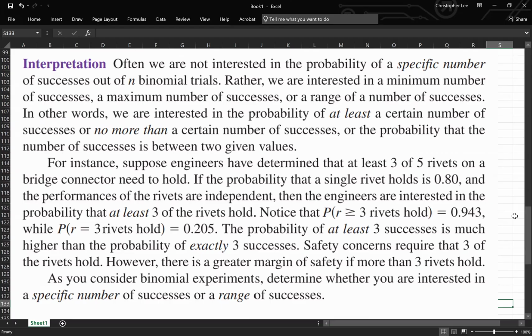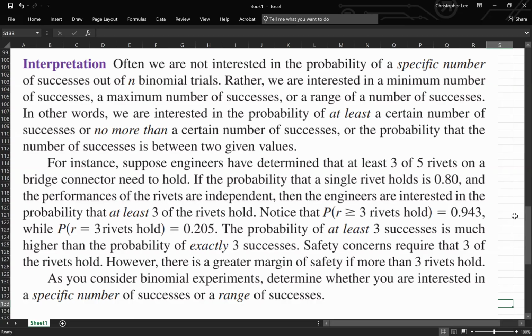I said, look, often we're not interested in the probability of a specific number of successes out of n binomial trials. Rather, we're interested in a minimum number of successes, a maximum number of successes, or a range of the number of successes. In other words, we're interested in the probability of at least a certain number of successes, or no more than a certain number of successes, or the probability that the number of successes is between two given values.